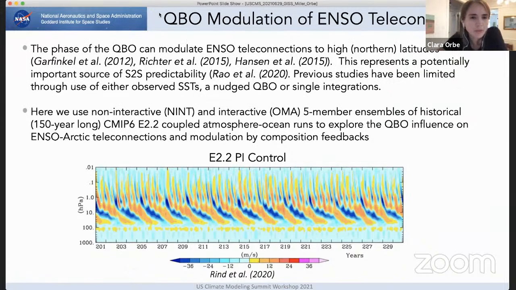So I'm talking about this in the context of this workshop because previous studies have suggested that the phase of the QBO can modulate ENSO teleconnections to northern latitudes. And so these are 3 such references. And so as such, potentially this represents an important source of S-to-S predictability.